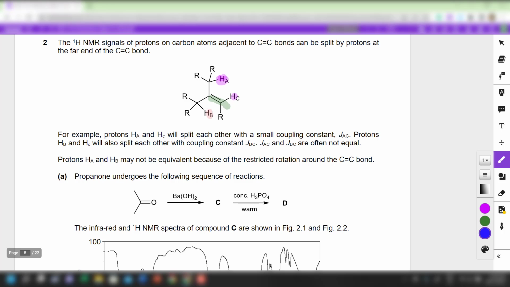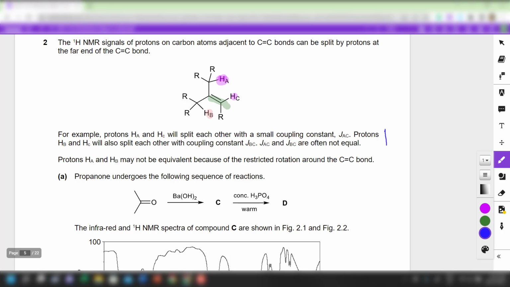So that means that in any case, HA and HB are non-equivalent. Being non-equivalent means that they could also potentially split each other. But of course, for this particular question, what was written here is a very simple fact. For example, it's mentioned that HA and HC will split each other with a small coupling constant. Coupling constant is not in the H3 curriculum, but it doesn't really matter over here, because they are just telling you a fact. Basically it's measured in hertz, so the greater the influence the protons have on each other, the larger the coupling constant.